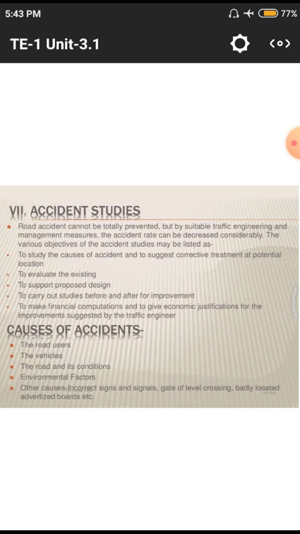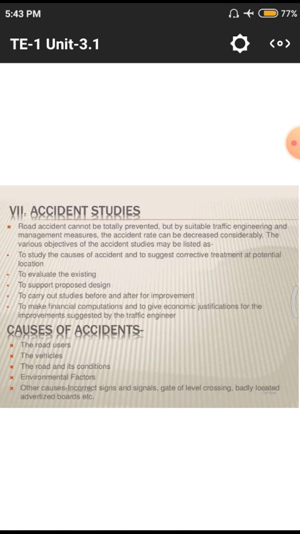That means whenever we are observing particular kinds of accidents, we have to identify what kind of accident it was, what the main root cause of the accident is, and how to eliminate those kinds of accidents. All those are different points. Next one is what are the different causes of the accidents.